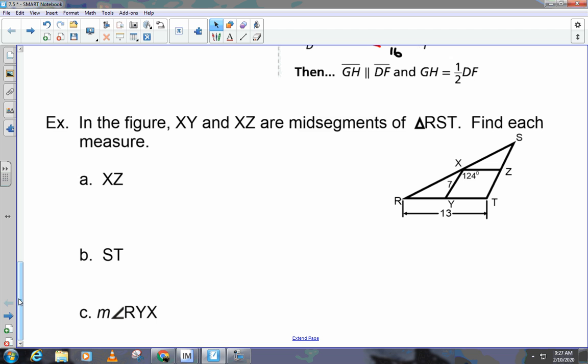All right. In the figure, XY and XZ are midsegments of triangle RST. Find the measure. So XZ and XY, those are both midsegments. XZ, we want to know what its length is. Well, if it's a midsegment, what's its length going to be?